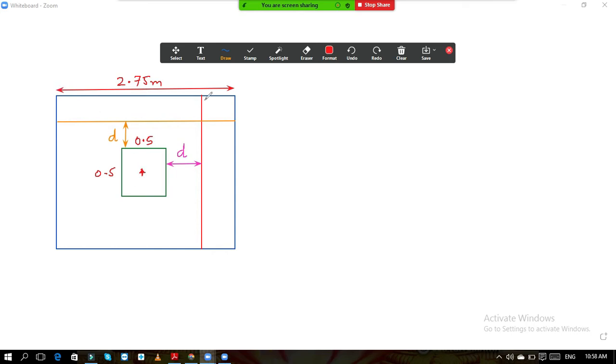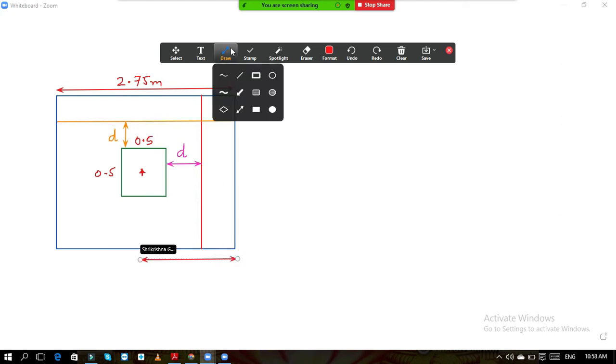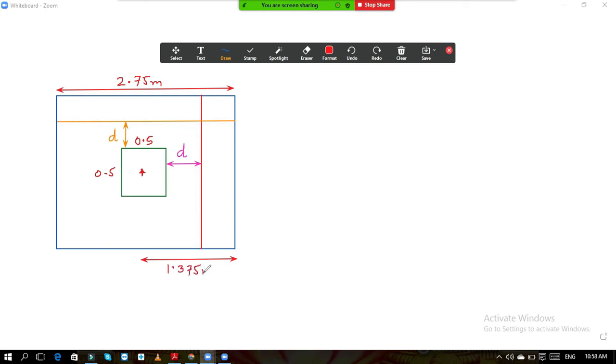So now if this total is 2.75, and I want to calculate half of this distance from the center up to this side, what will be the distance? It will be half of 2.75, so 2.75 divided by 2, so it is 1.375. Okay. So this total distance is 1.375 meter.